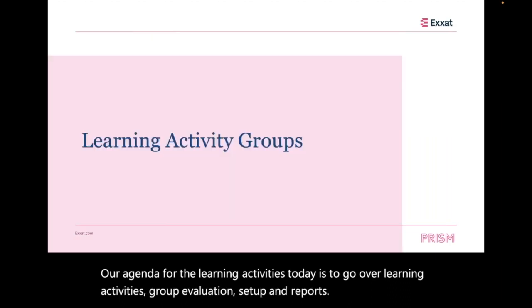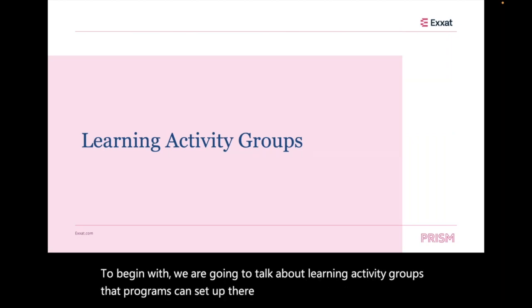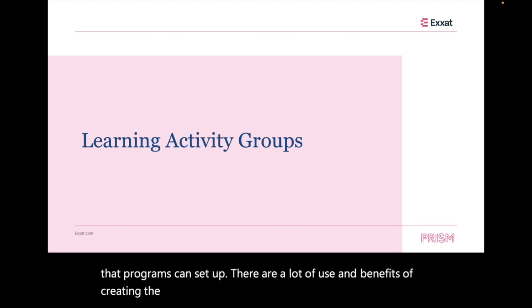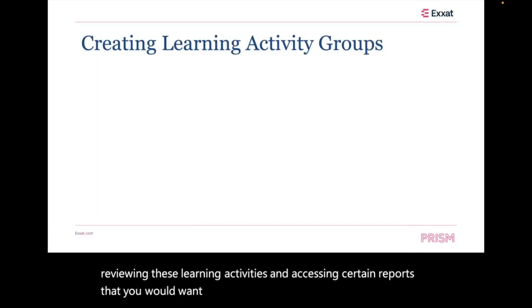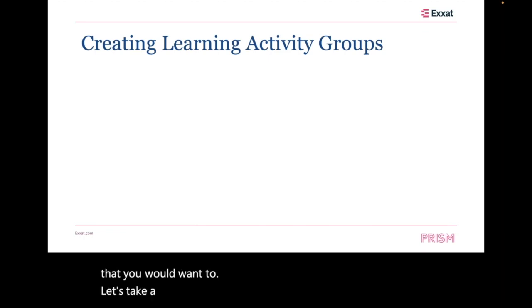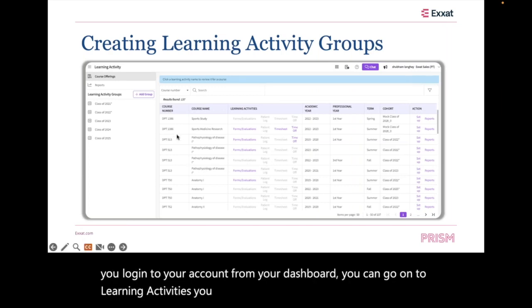To begin with, we are going to talk about learning activity groups that programs can set up. There are a lot of uses and benefits of creating the learning activity groups. Mainly, this is useful for reviewing these learning activities and accessing certain reports that you would want to. Let's take a look at how to create a learning activity group. When you log into your account from your dashboard, you can go on to learning activities. You will see this screen. You see this plus icon here that says add group.